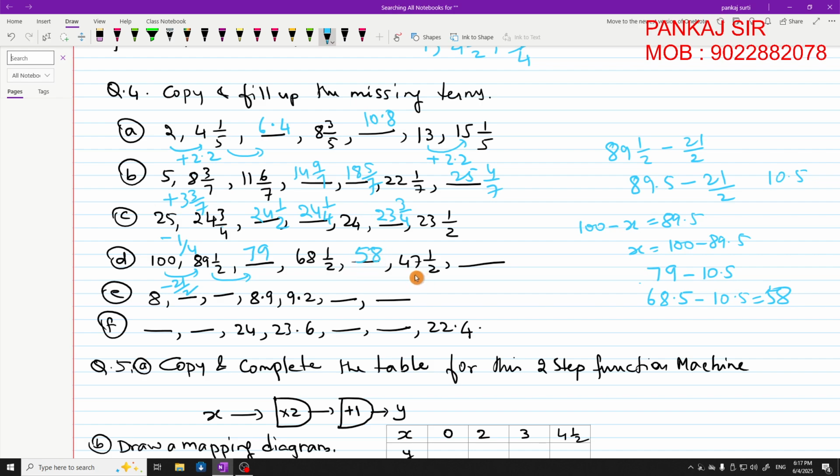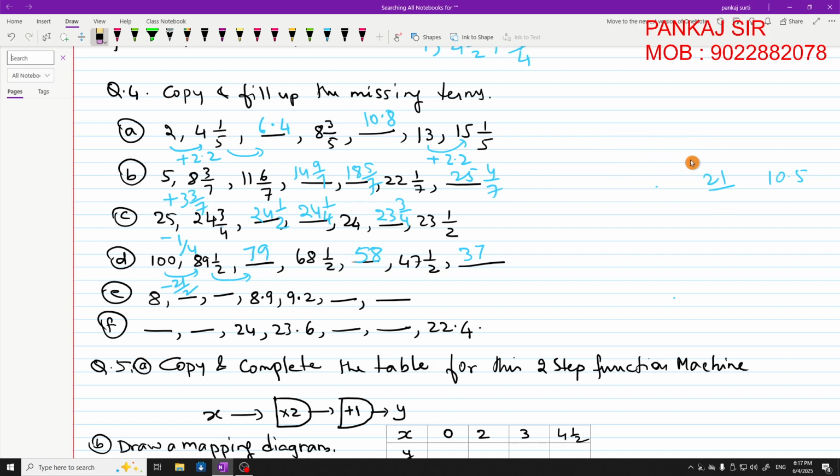Now 58 minus 21 upon 2 should give me this. And 47 and a half, that is 47.5, right? 47.5 minus 10.5 should give me the answer as 37. So this will be 37. So this is the way you have to do all these sequence questions. Okay, right? So term to term rule is something which is very important. You should understand the significance of that.